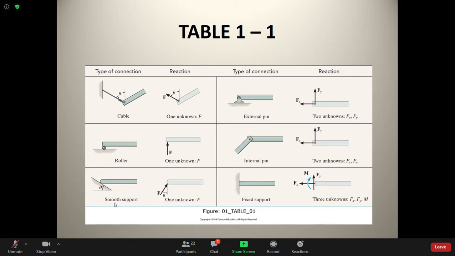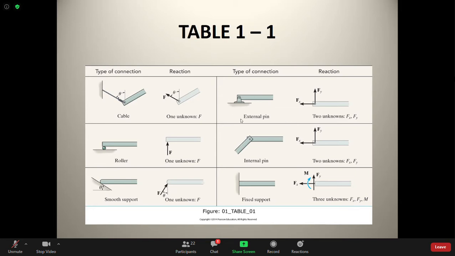A smooth support is also replaced by one force, but that force is perpendicular to the support. You see that? It is perpendicular to the surface on which you are showing that support. So it's not perpendicular to the member, it's perpendicular to the smooth support. All three that I've shown you, a cable, a roller, and a smooth support, are replaced by one force each.